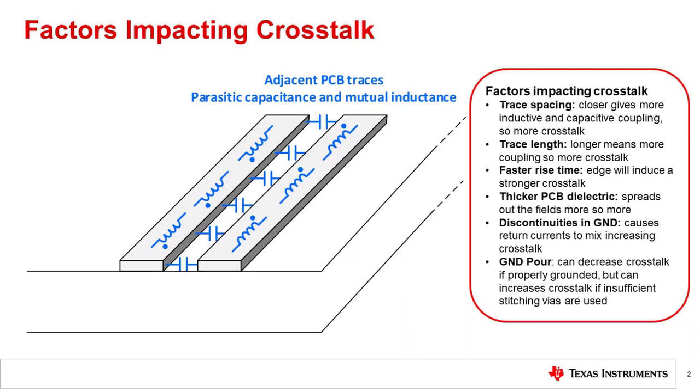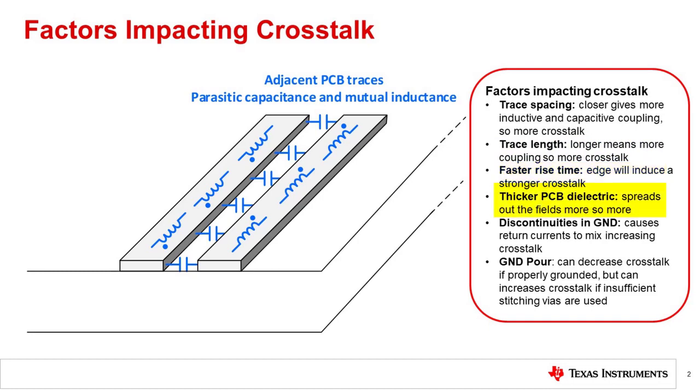Crosstalk between two adjacent traces is a common problem. The parasitic capacitance between the traces will allow the signal from one trace to interfere with the other. The closer the two traces are, the greater the parasitic capacitance and the greater the coupling. Also, longer traces will have more parasitic capacitance and will have greater coupling. Signals with a fast rise time will introduce more crosstalk.